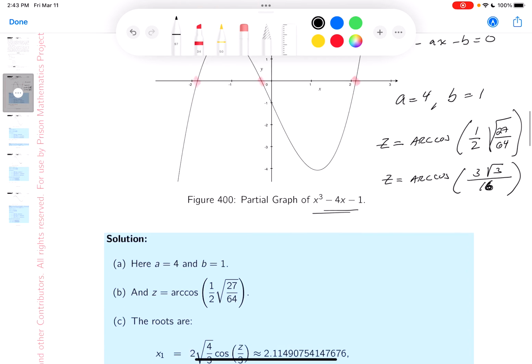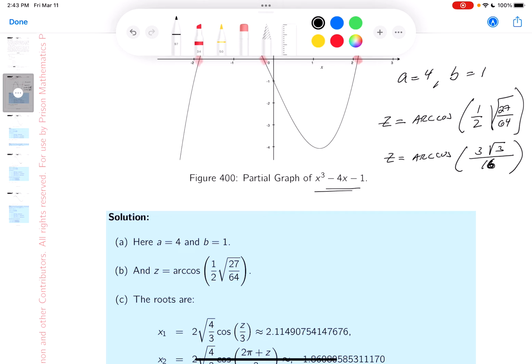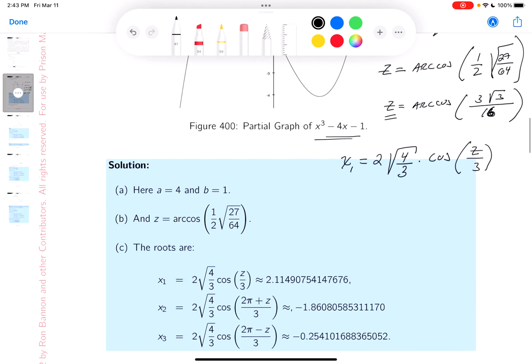Where the answer is going to be, there's going to be 3 roots. And what the 3 roots are going to be, let's write this down. X1 is going to be equal to 2 root A. What's A? It's 4 over 3 times the cosine of Z. Well, you know what? I don't think I really want to write Z down because Z is up here. I know what Z is. Z divided by 3. Now, that's the exact answer. If you want an approximate, you're going to have to use a calculator to do that.